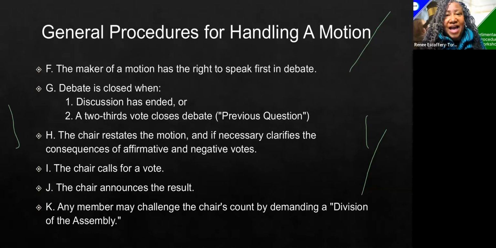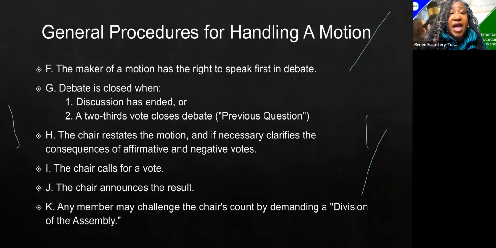Remember that other slide that I showed you? So the maker of the motion is the first person to speak in debate. And then that person knows. If they don't know, the presiding officer will let them know. Okay, you know, as the maker of the motion, you have the right to speak first. What would you like to say? And then you give all the reasons why you want this motion to pass.